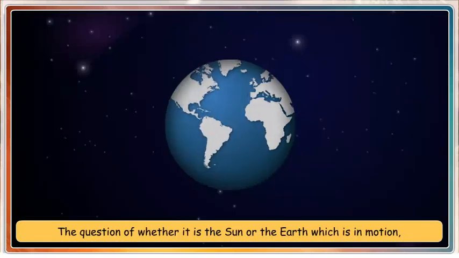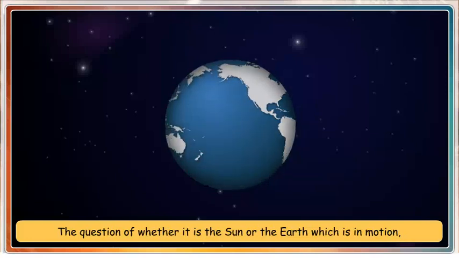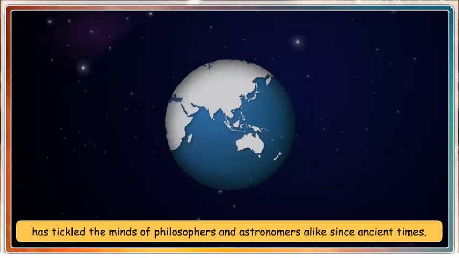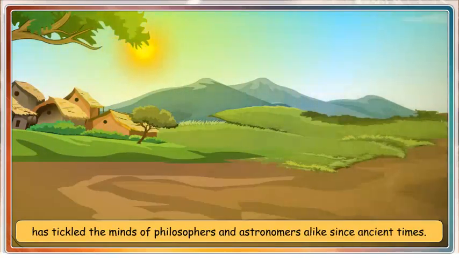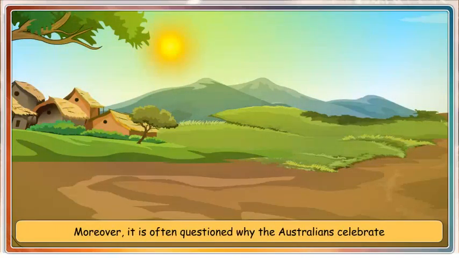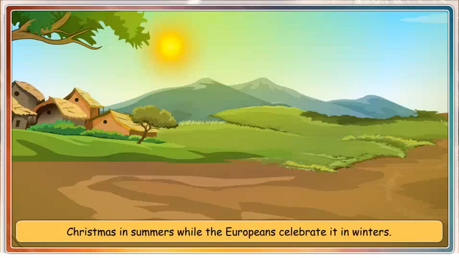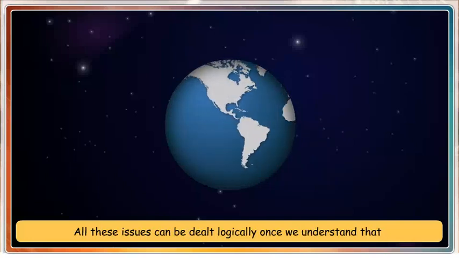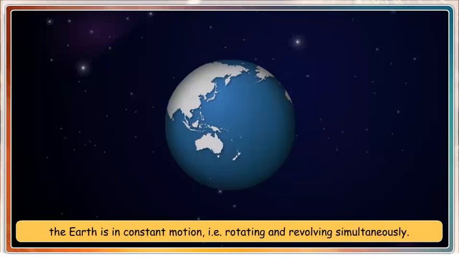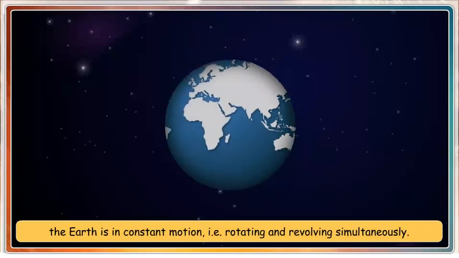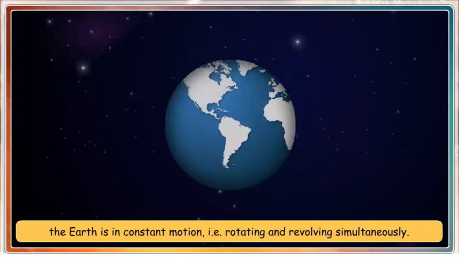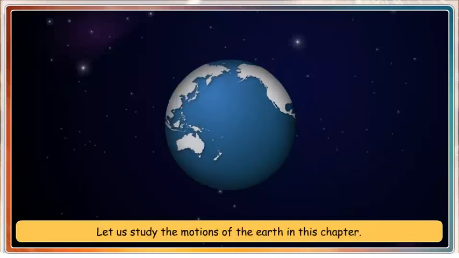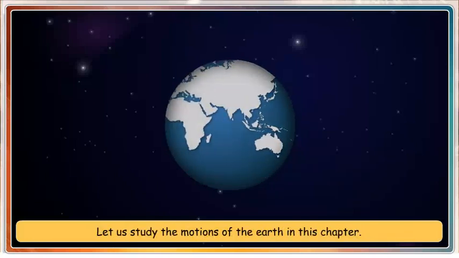The question of whether it is the Sun or the Earth which is in motion has tickled the minds of philosophers and astronomers alike since ancient times. Moreover, it is often questioned why the Australians celebrate Christmas in summer while the Europeans celebrate it in winter. All these issues can be dealt with logically once we understand that the Earth is in constant motion, that is, rotating and revolving simultaneously. Let us study the motions of the Earth in this chapter.